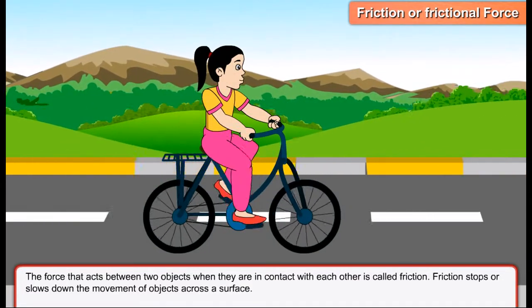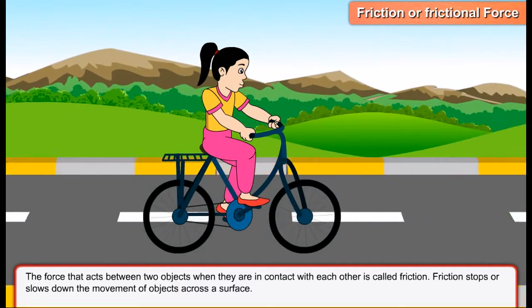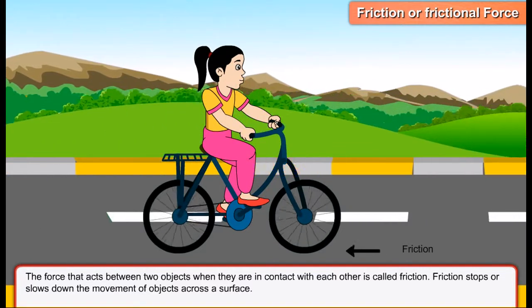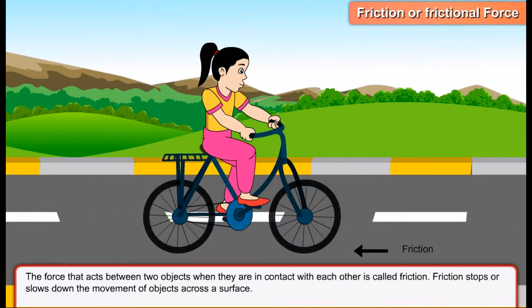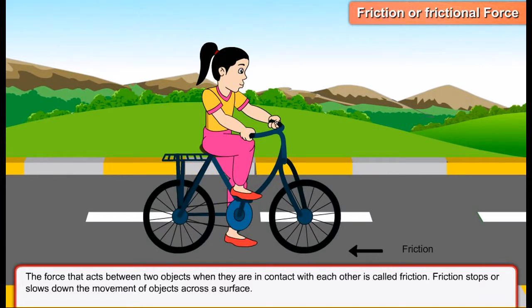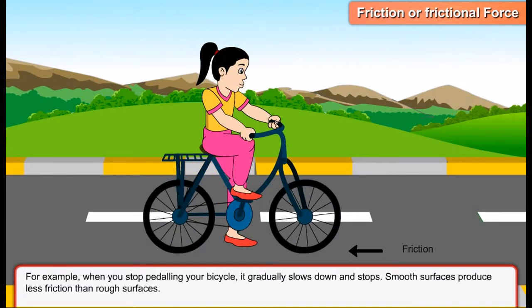Friction or frictional force. The force that acts between two objects when they are in contact with each other is called friction. Friction stops or slows down the movement of objects across a surface. For example, when you stop pedaling your bicycle, it gradually slows down and stops. Smooth surfaces produce less friction than rough surfaces.